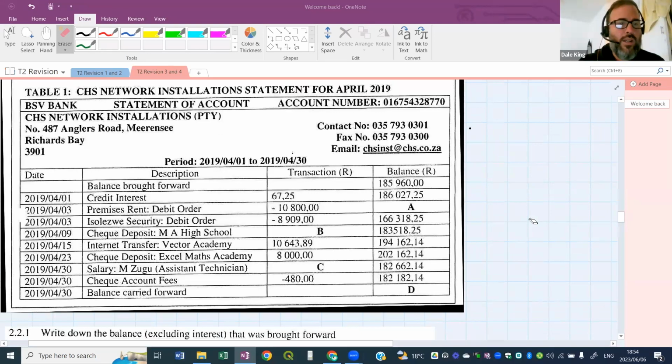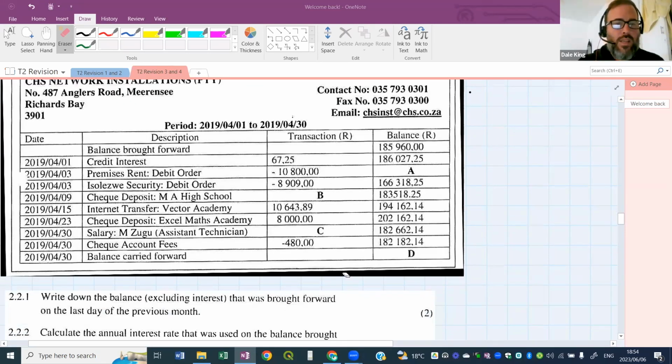Let's do 221 here. It says, write down the balance, excluding interest, that was brought forward on the last day of the previous month. So you would just need to write down 185,960. Write down, no calculation. Two marks, just write that down: 185,960.